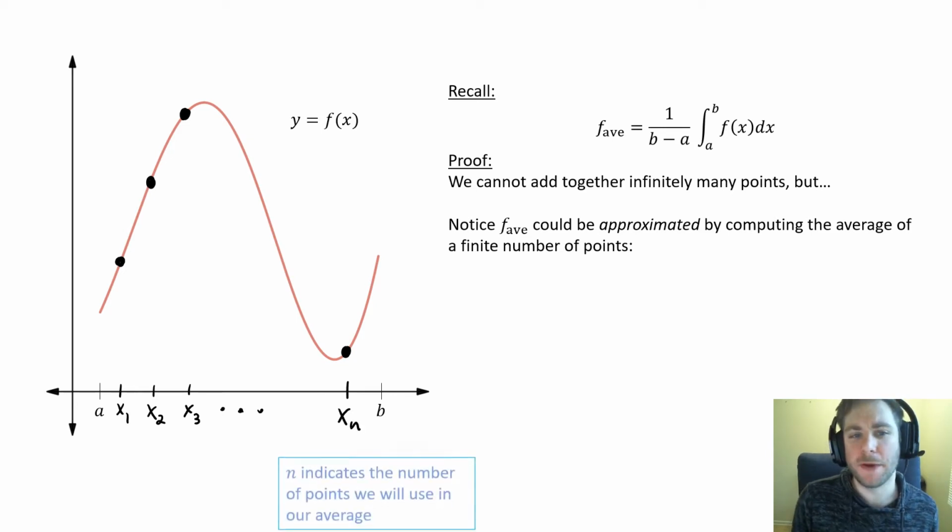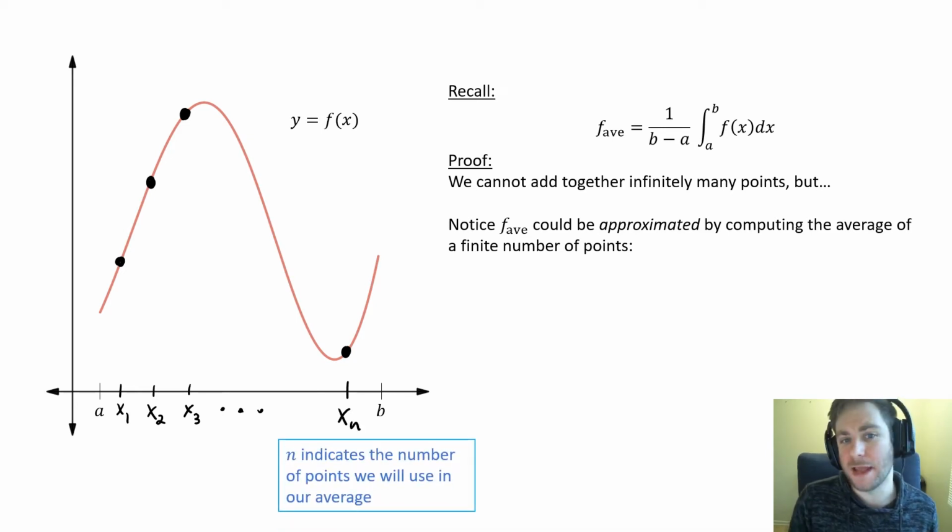Now notice that by naming this last point xn, there's an implication that n represents the number of points which will contribute to our average. And in doing this, I've avoided specifying exactly how many points that's going to be, but there should be an understanding that our estimation is going to be better if n is a large number, since that would indicate that a larger number of points are being used in our estimation.